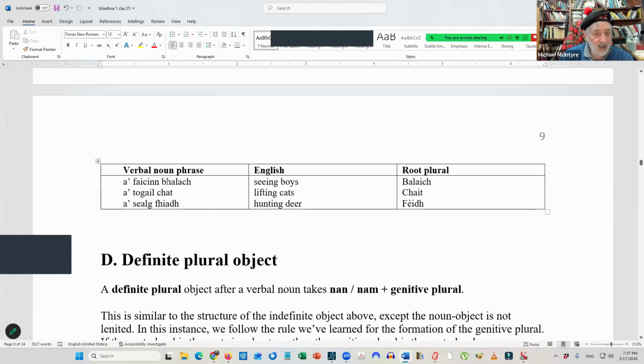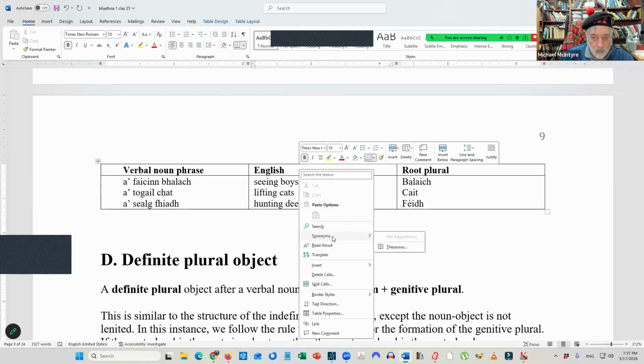So A fechin valak. Balak would be the form of the singular, seeing boys, and just to remind us, the root plural would be Balik. Otokochat, lifting cats. The root plural would be Kach. I'll take off the lenition. A Shelach Ig would be hunting deer. Fey would be the root plural. Let me insert a column.